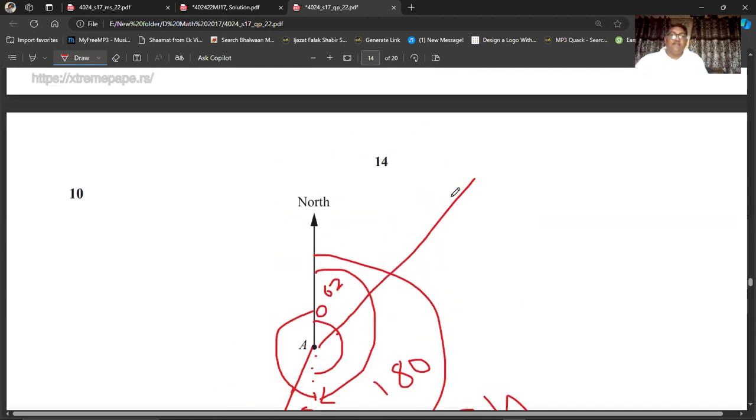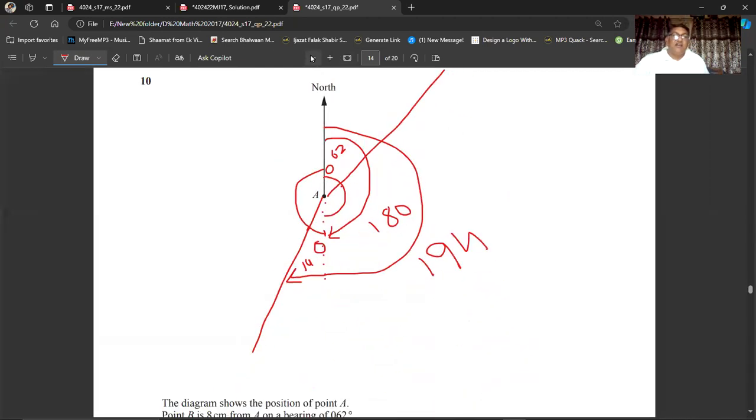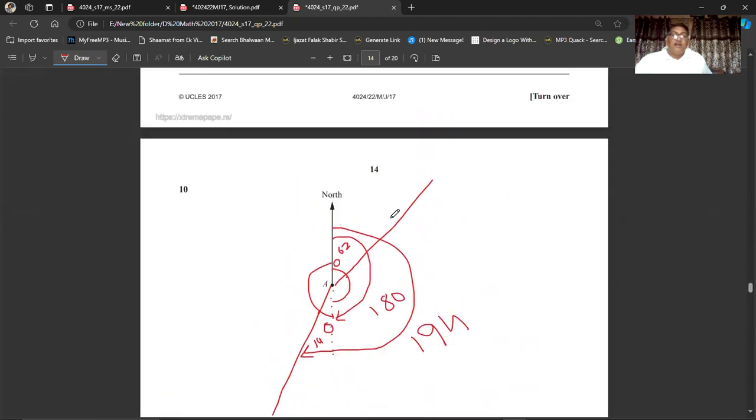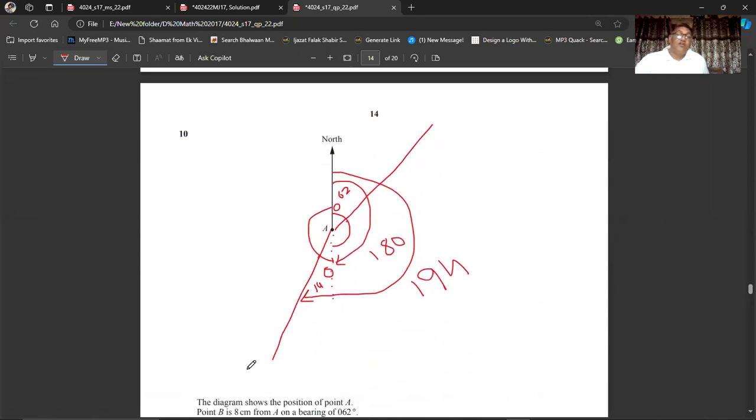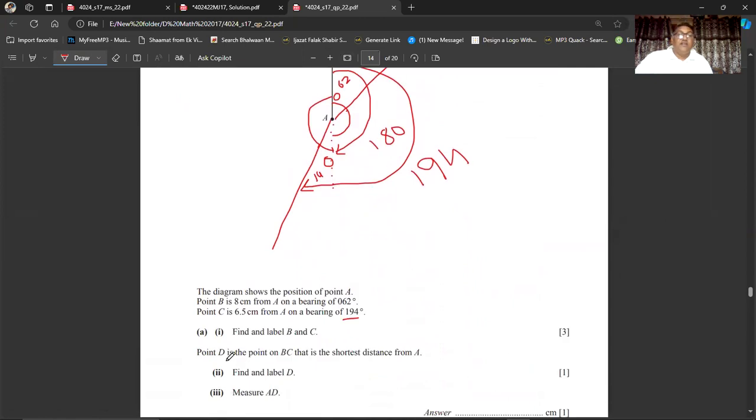Which becomes 194. So this is the line for the 62-degree bearing, and this is the line for the 194-degree bearing.